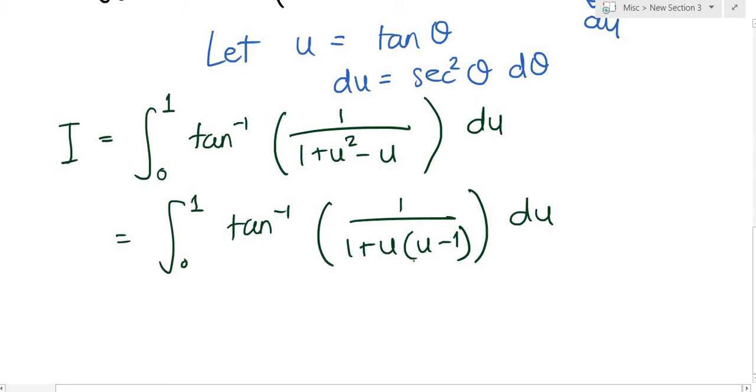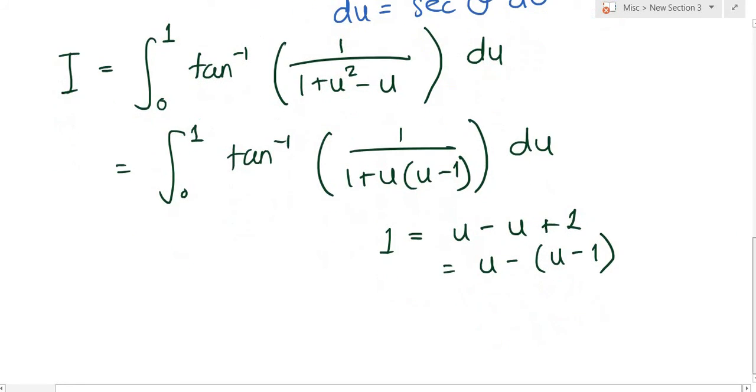Okay, we have this thing in the denominator, right? Well, what is a 1? 1 can be simply written as u minus u plus 1, right? I mean, the u's will eventually cancel out, we'll have a 1. Or you can say u minus 1 in a bracket, right? Just factorize out the negative sign. Well, let's just write that for the numerator for a minute.